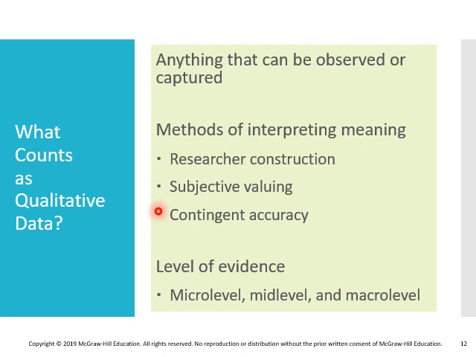So all in all, if direct quotes from research participants are available and the researcher selects the ones that require the least additional interpretation, then contingent accuracy has been achieved.